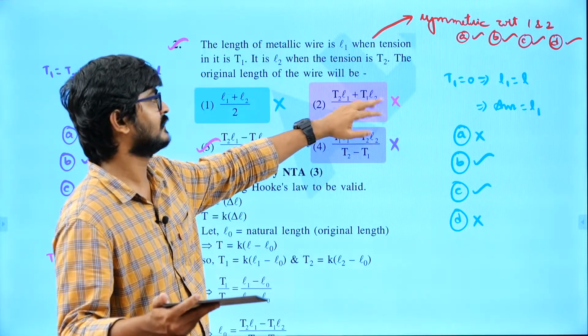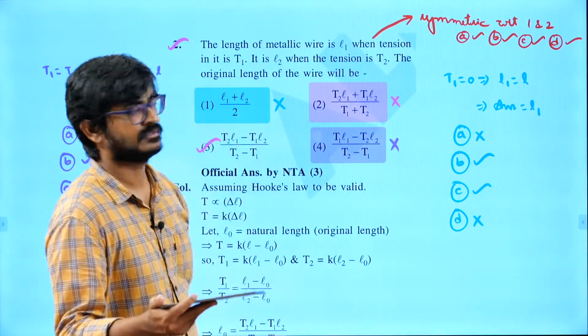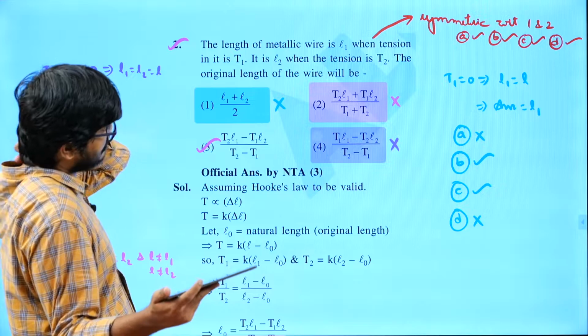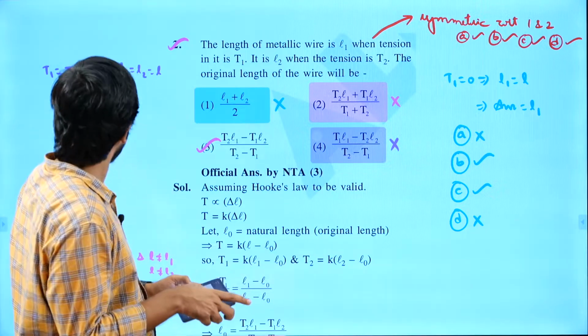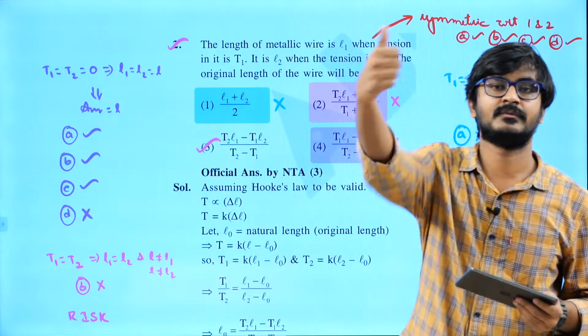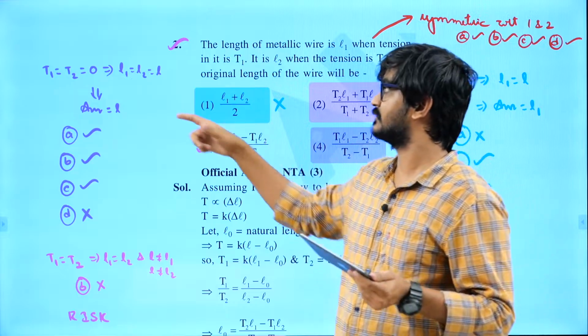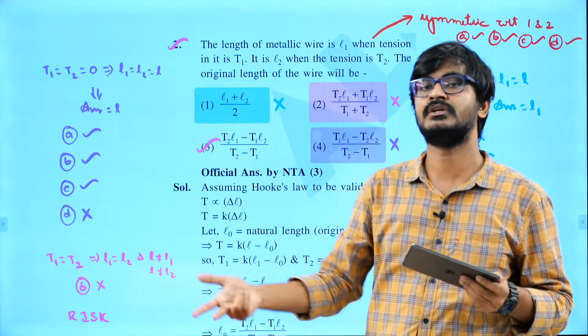If you interchange L1, L2 and T1 and T2, you will be getting the same option. So all are symmetrical, so you can't do much with symmetry with respect to 1 and 2. Now I am going to do something here. I am assuming T1 is 0. So what does it mean by T1 is 0? L1 is natural length. Similarly, I am assuming T2 is also 0. The meaning is L2 is also natural length.